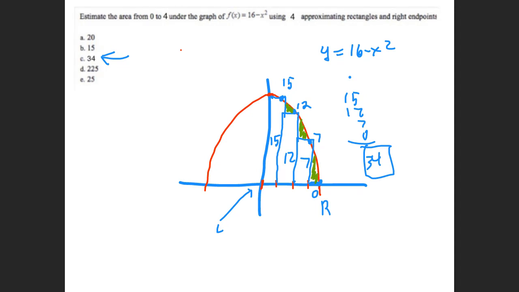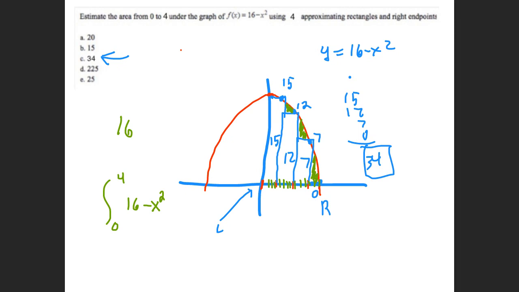Now, if I said I want you to use 16 intervals, then you'd have all these different intervals. Your area would be so close to the exact area underneath that curve, but it would take quite a long time. Now, when we get into finding integrals, you're going to be taking this problem and doing the integral from 0 to 4 of 16 minus x squared.